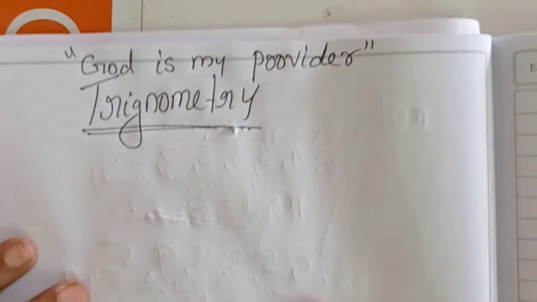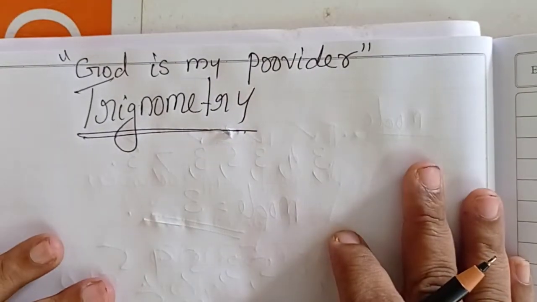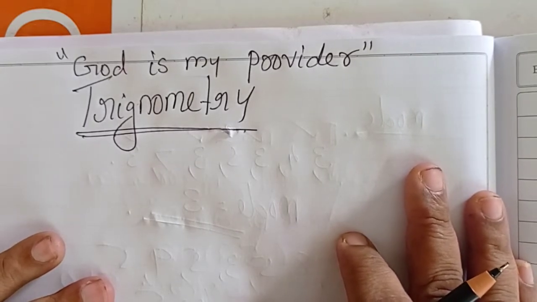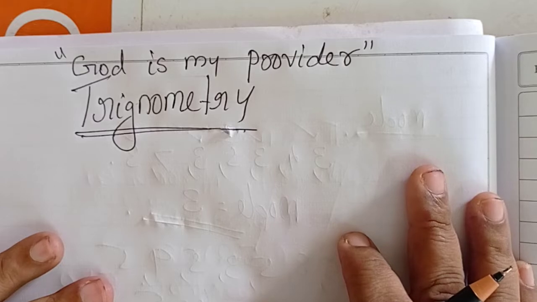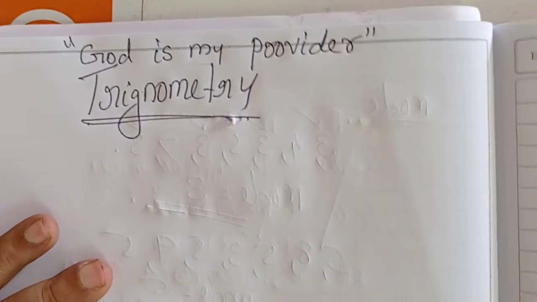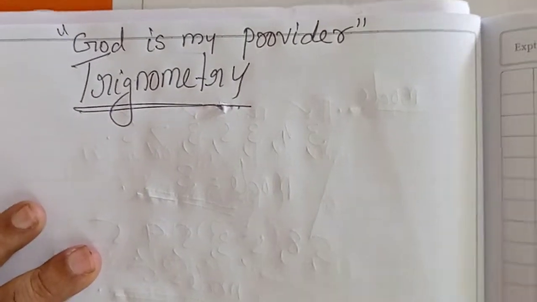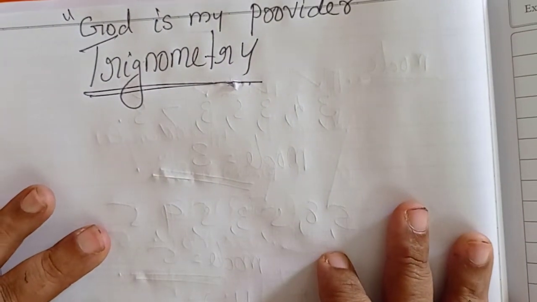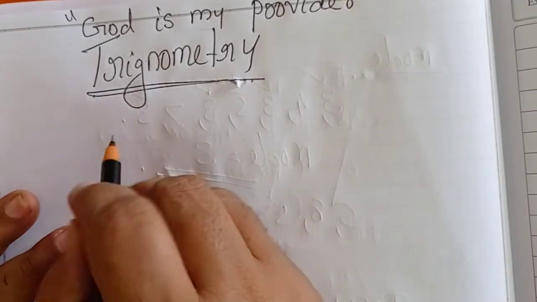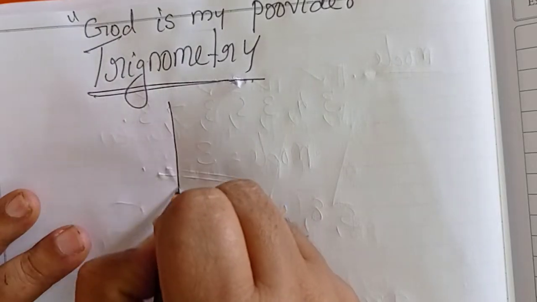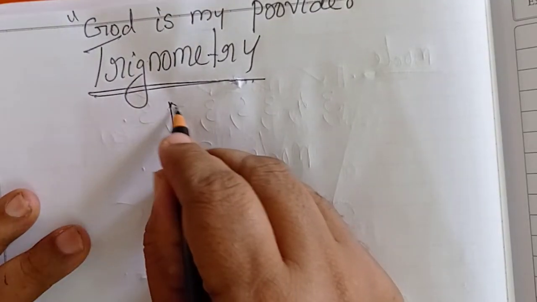Good morning, students. Here in this class, I am going to brief the chapter Trigonometry. This is a lengthy chapter, and in this class, I am going to do some problems from all the chapters. Listen one by one. Here also, we take a right-angled triangle.